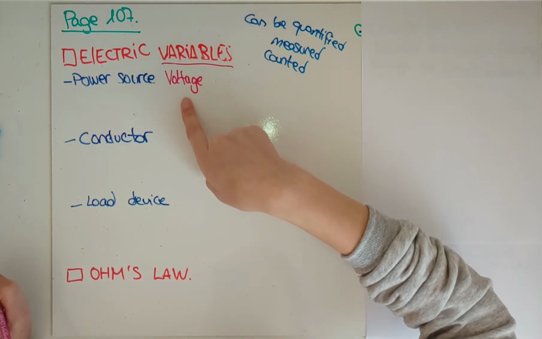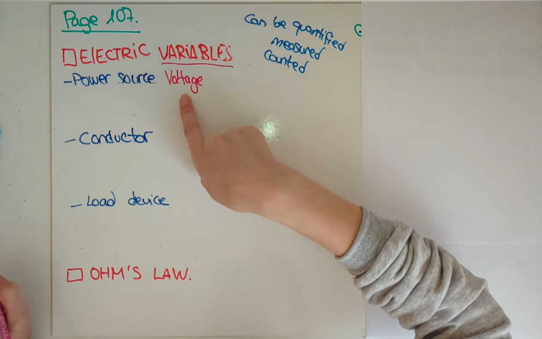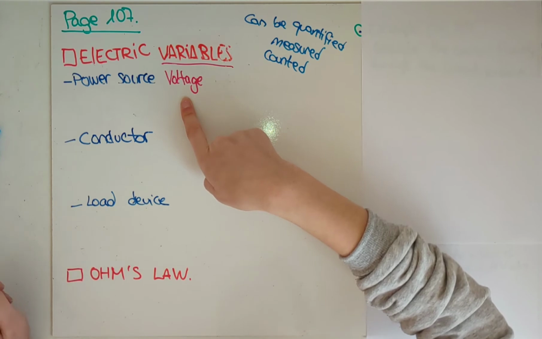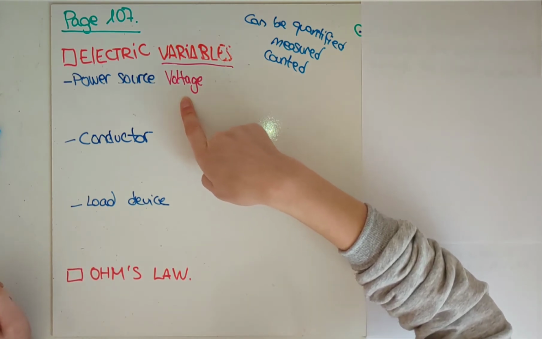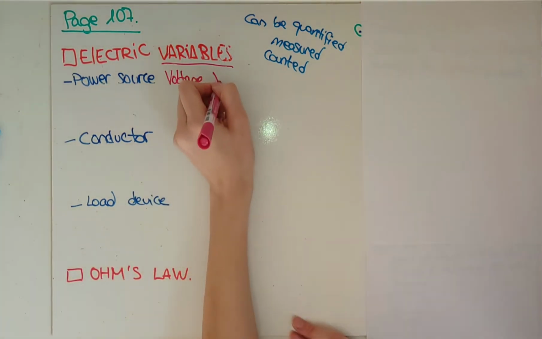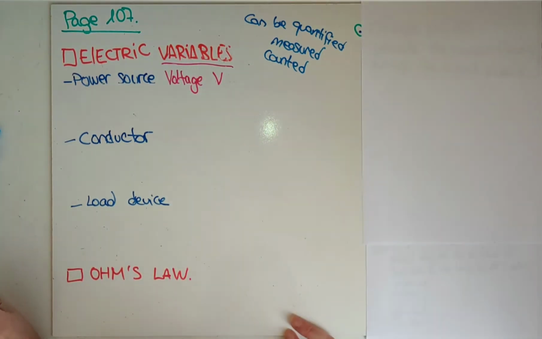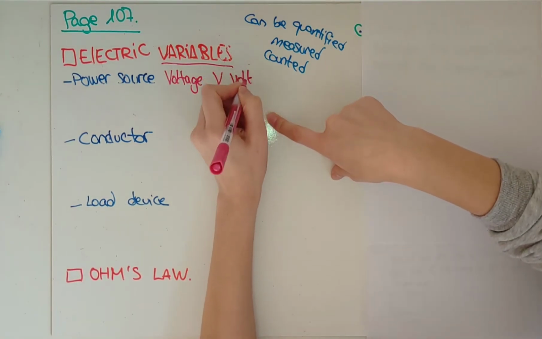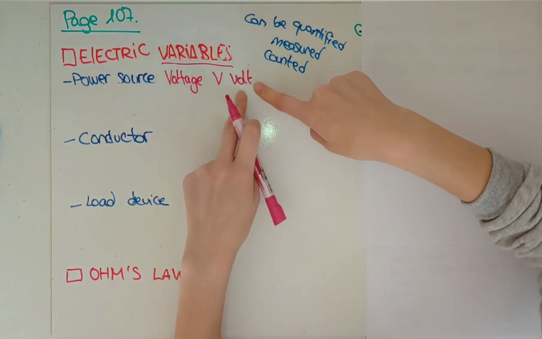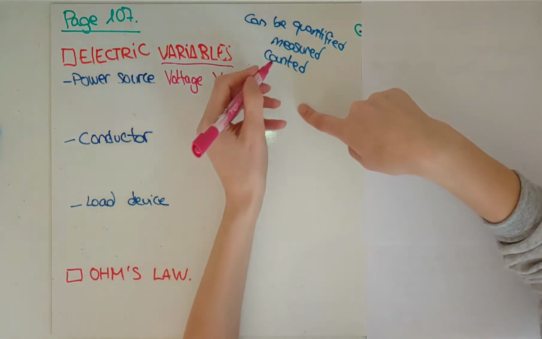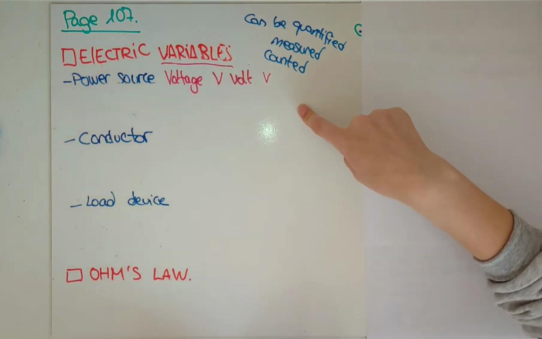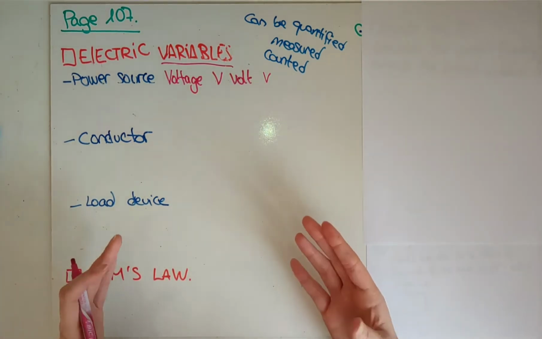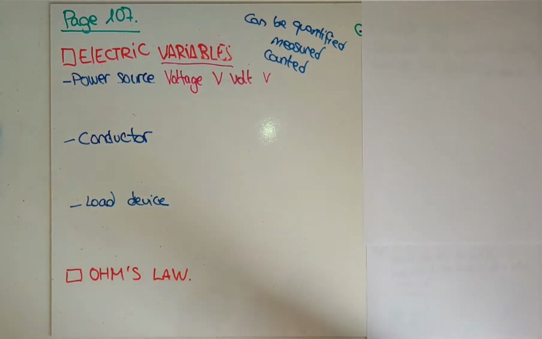Also, the voltage, this variable, is called potential difference. Okay? The letter to refer to the voltage is the capital V, and the unit of measurement is the volt, and the symbol of the volt is also a capital V. I will try to explain the concept of the voltage, okay?